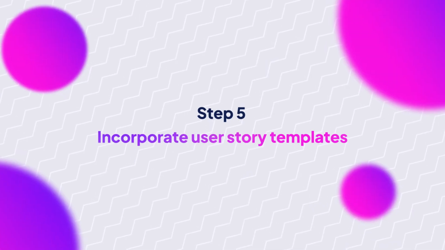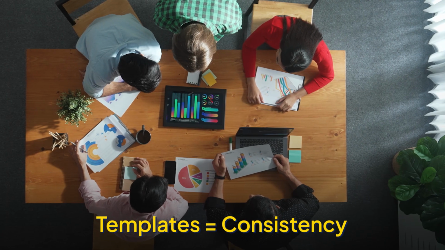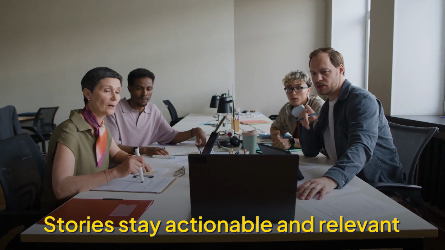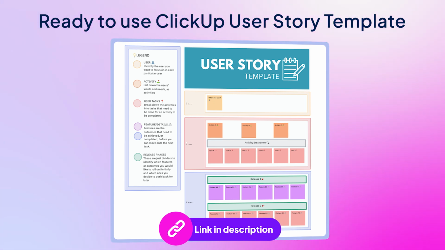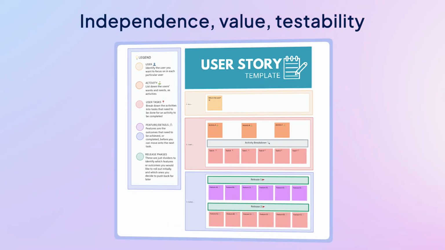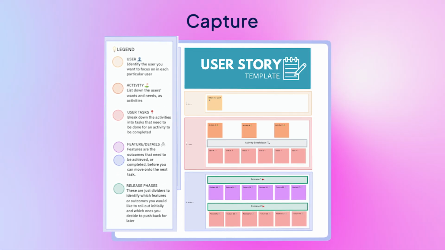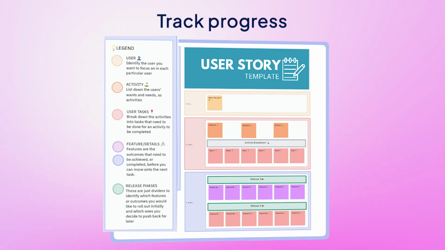Now that you've nailed the stories and refined the details, it's time to lock in consistency with templates. Templates keep every story consistent, giving AI a strong framework to build on, so your stories stay actionable and relevant to your team's goals. Thankfully, tools like ClickUp come with ready-to-use Agile templates, built around principles like independence, value, and testability. The ClickUp user story template helps you capture real user needs, improve collaboration, and track progress across every sprint for the best outcome.